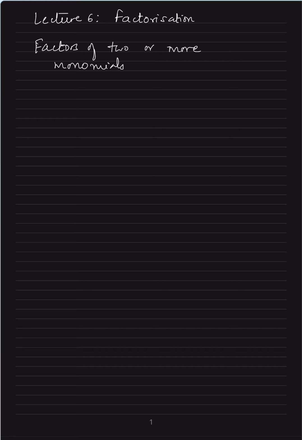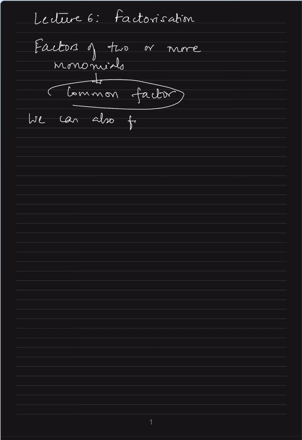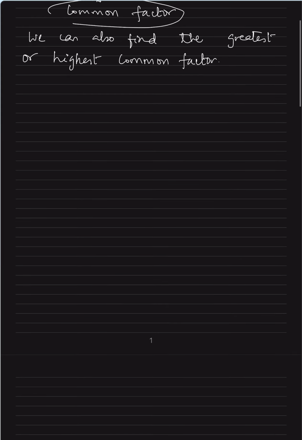See, when two or more monomials are there, from that we will get a common factor. And from this common factor, we can also find the greatest or highest common factor. Correct? Now, we'll start with one example.